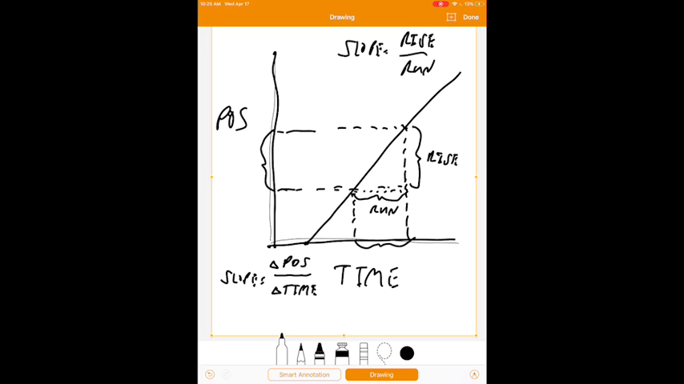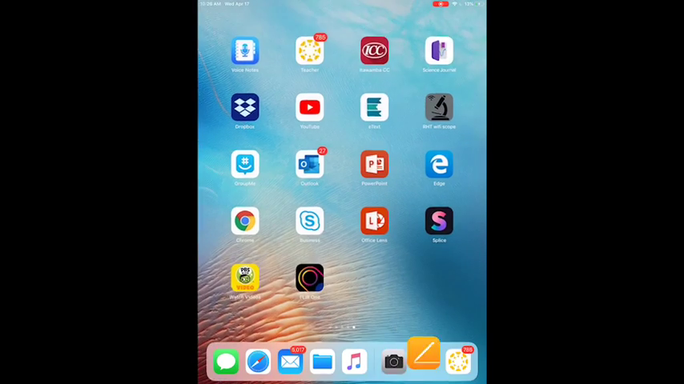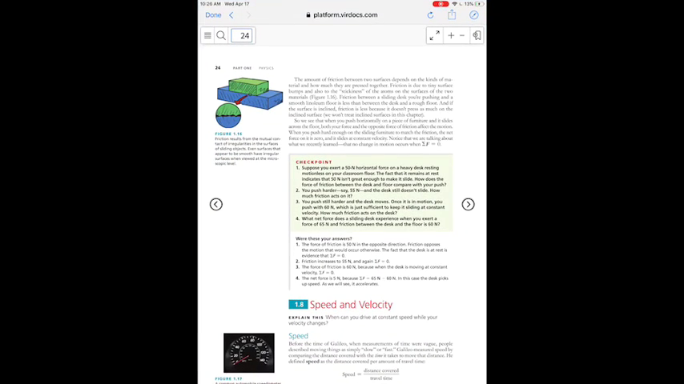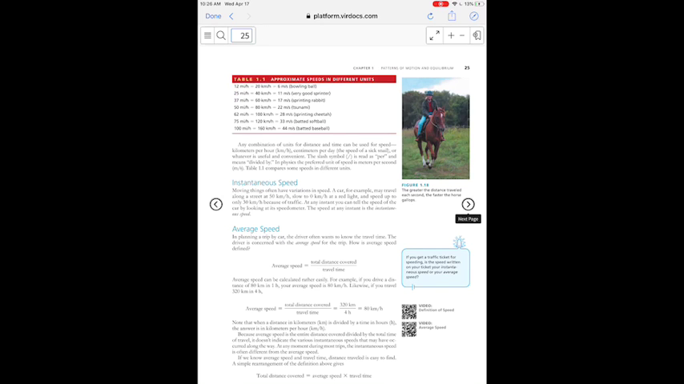Now, can you go back to your book and look on pages 24 and 25? A change in position divided by a change in time. What does that mean physically? So read through this section and see if you can get the correct answer.